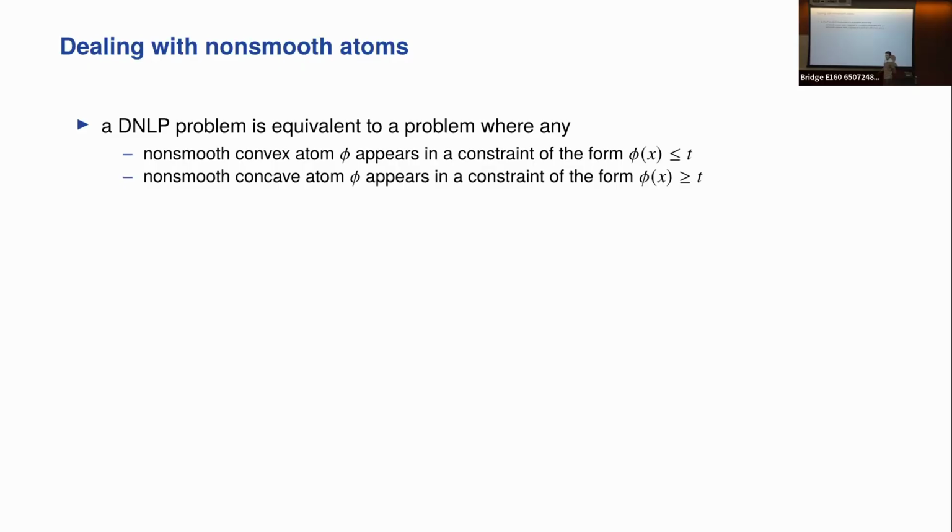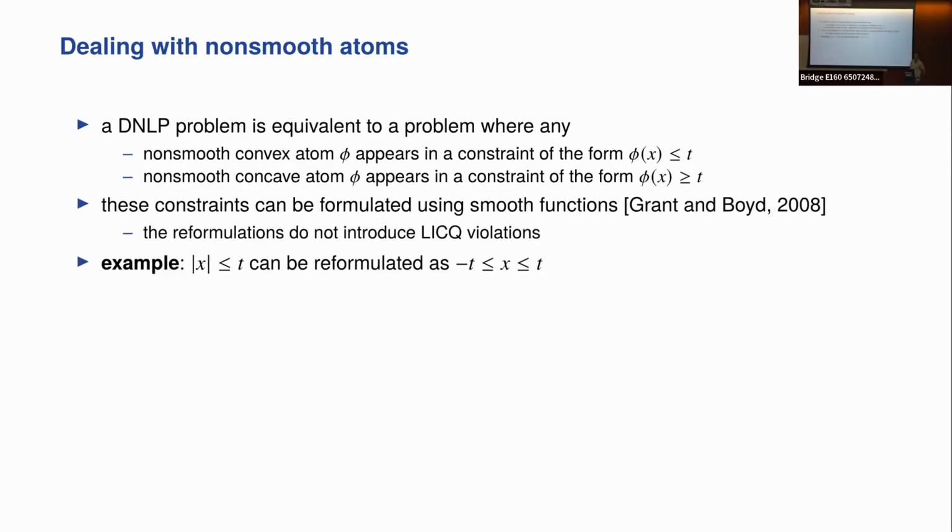So we can guarantee that we can find an equivalent problem in which a non-smooth convex atom appears in an epigraph constraint. And if you had a non-smooth concave atom, then we can guarantee to find an equivalent problem in which it appears as a hypograph constraint. And now it is very well known how to convert these into smooth formulations. So, for example, the epigraph of the absolute value of x is just two linear inequalities. And these transformations we do are very similar to the ones CVXPY already does.